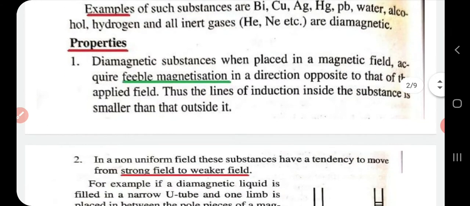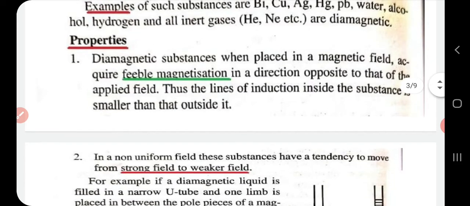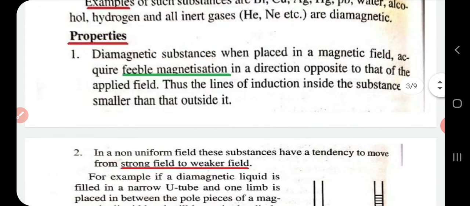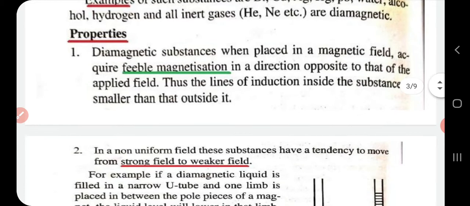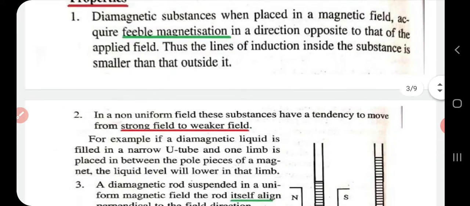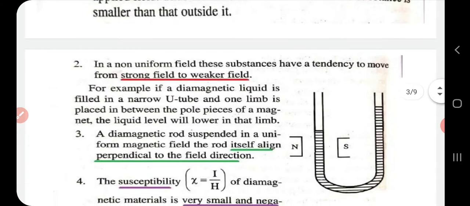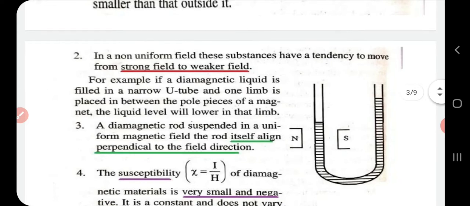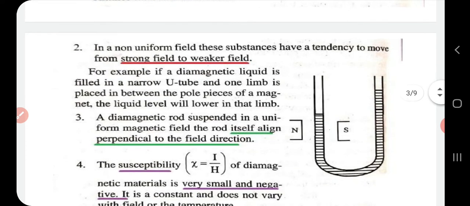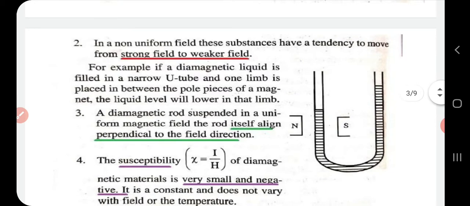Now the first property is similar to the definition, that is, when a diamagnetic material is placed in a magnetizing field, it will get magnetized. How it is magnetized is, it gets feebly magnetized in a direction opposite to that of the magnetizing field. Now, when a diamagnetic material is subjected to a non-uniform field, it will always have a tendency to move from strong field to weak field.